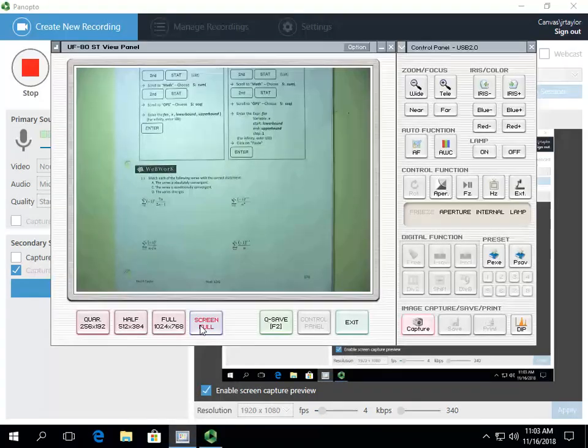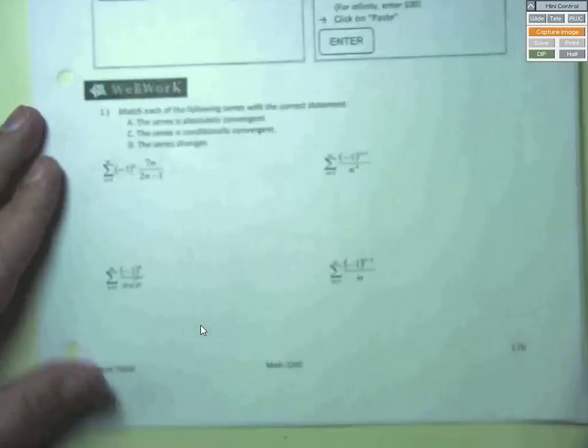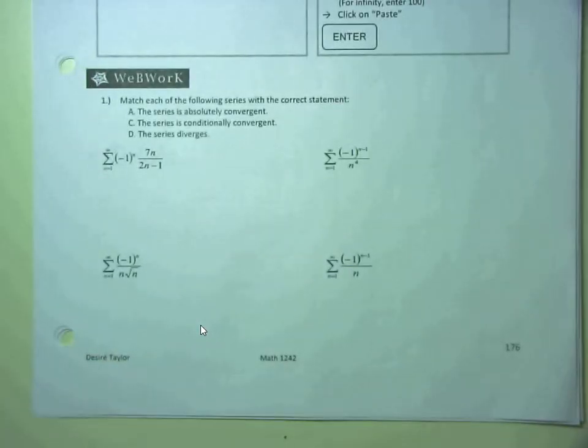So, these are the problems from Webwork, from our notes and stuff like that. I want to go through these with you to make sure you understand this stuff.